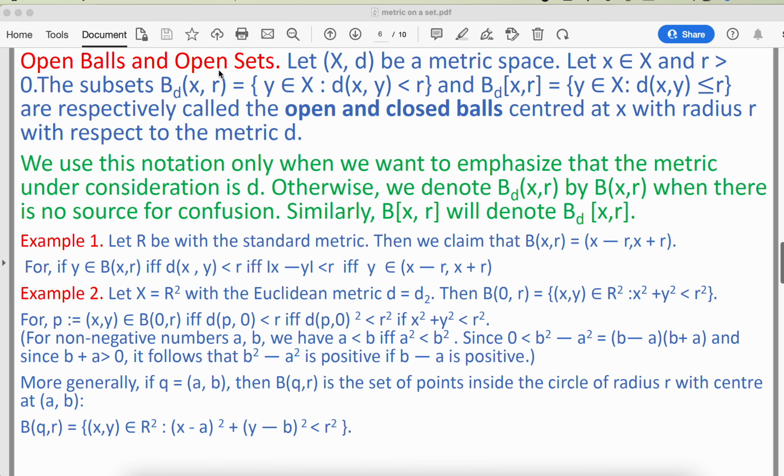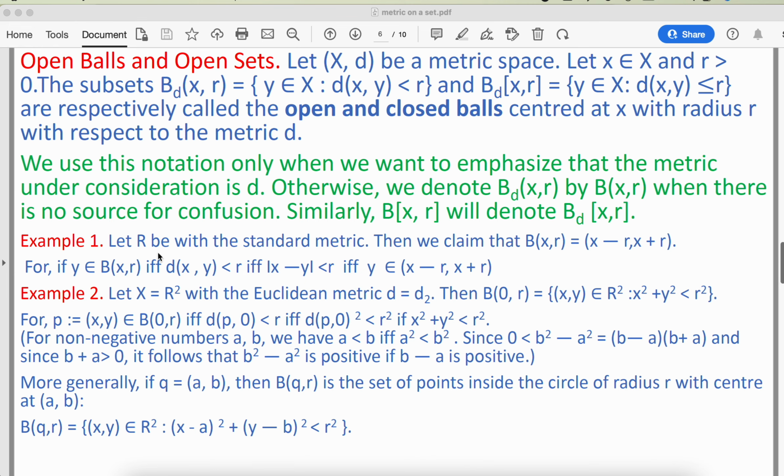This ball is also centered at x and radius r. But with the open ball we have strictly less than r, and in the closed ball we have less than or equal to r. And these balls are defined with respect to metric d. So to calculate the distance, we should always take care of the metric which is under consideration or which we are using. We have used these notations to emphasize that the metric under consideration is d. Otherwise, we can denote it simply by B(x, r), and the closed ball can also be denoted with closed brackets B[x, r].